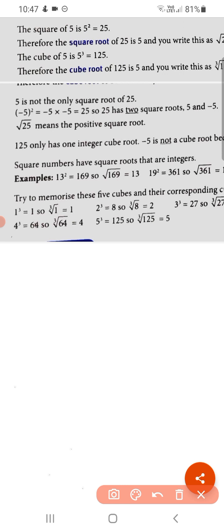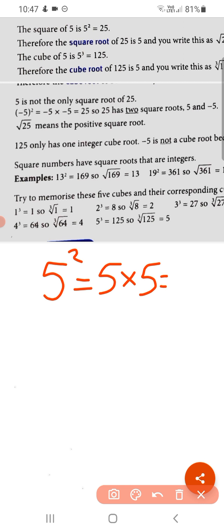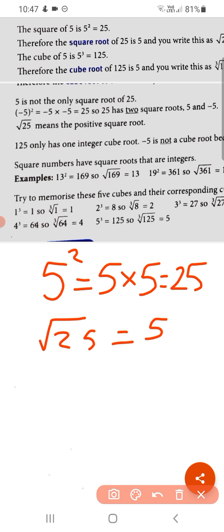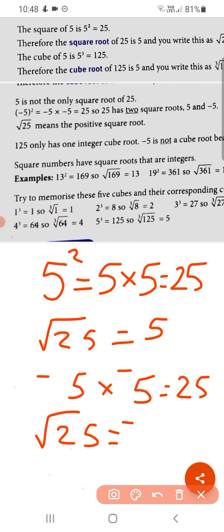Children, as I told you, 5 squared is equal to 5 multiplied by 5, which is 25. So we can say the square root of 25 is equal to 5. But 5 is not the only square root of 25. Let me explain this, children. Negative 5 into negative 5 is also positive 25. Negative multiplied by negative is equal to positive. So we can say that the square root of 25 is negative 5 also. So 25 has two square roots, which are 5 and negative 5.